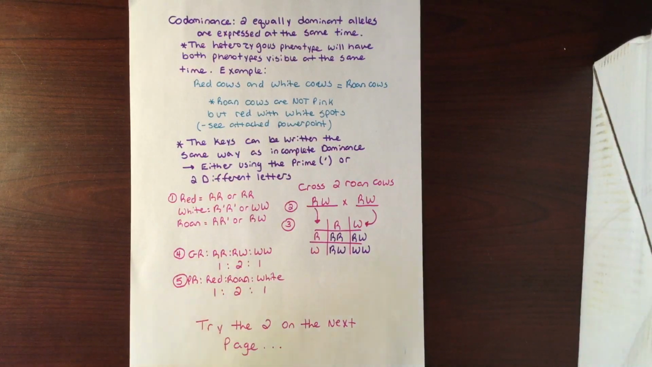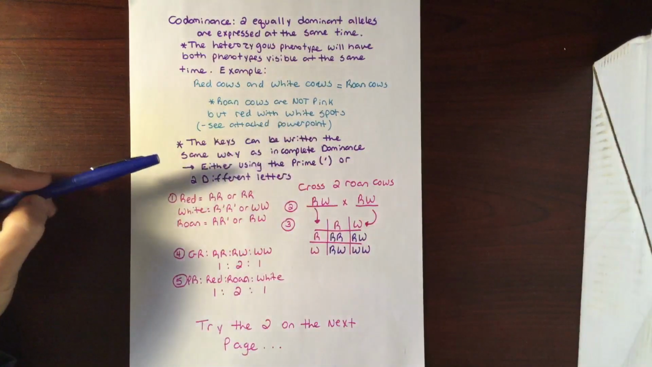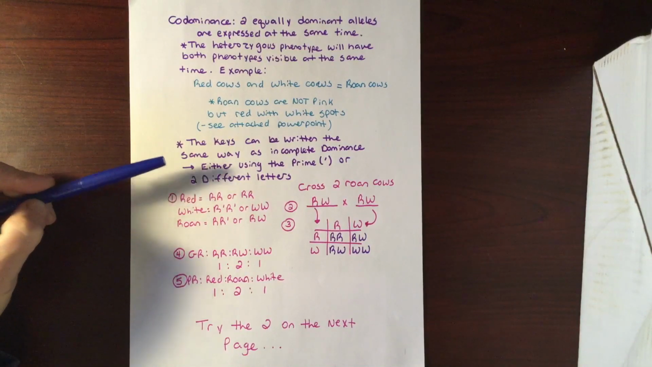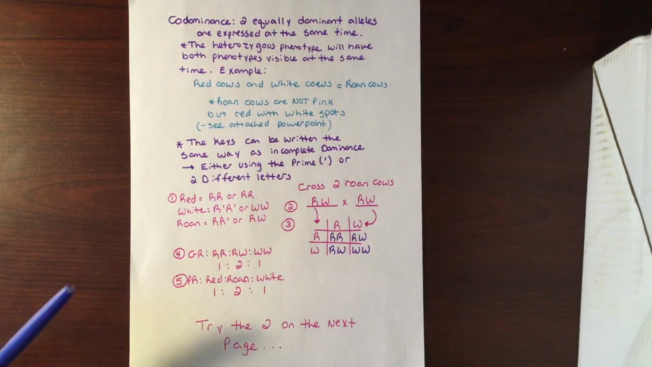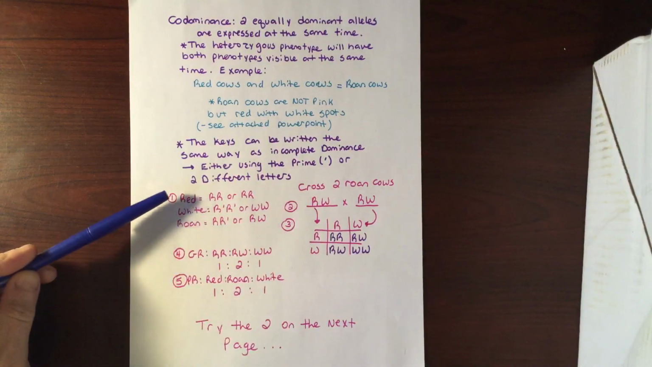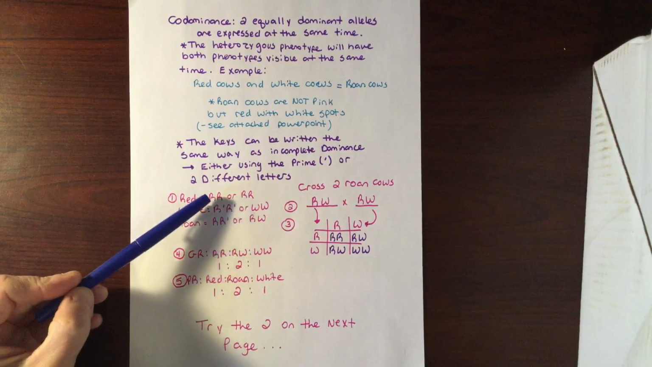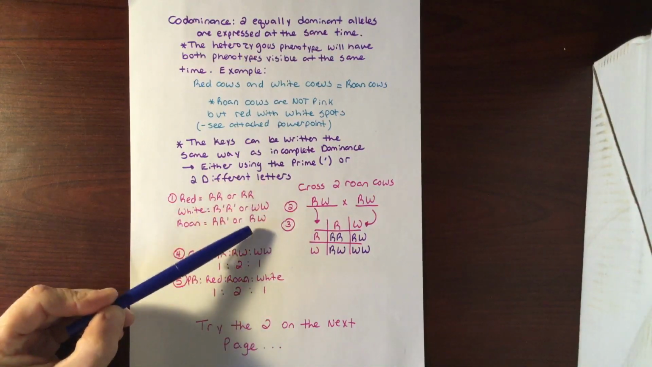So if you didn't go through that PowerPoint, go through. It'll give you guys some good examples of the difference between these two, because you do need to know that one is blended and one, your codominance, is showing both phenotypes at the same time. So the keys can be written the same way that we just did our incomplete dominance. So we're either using the primes or we're using two different letters. So if I'm looking at those cows again, I could say red, white, and roan are my three choices for my key. Once again, you can either use the primes or you can use your two different letters.